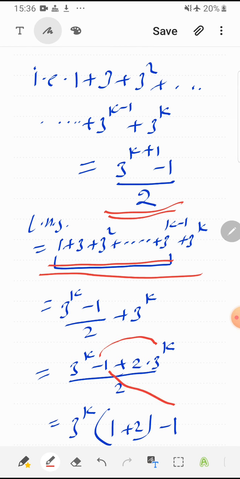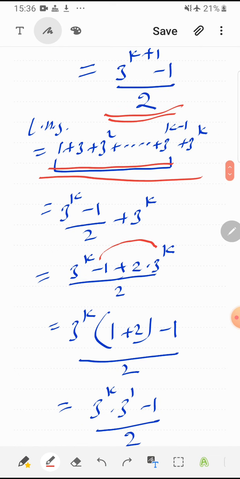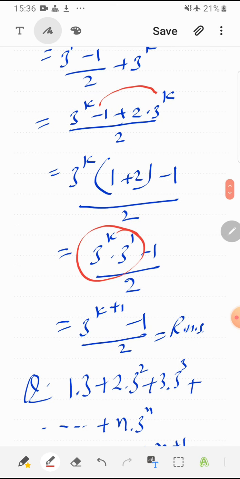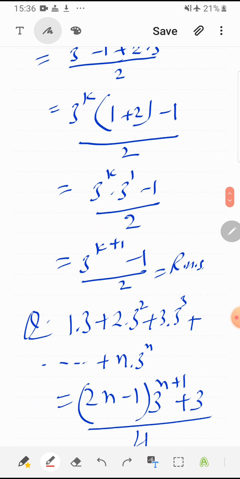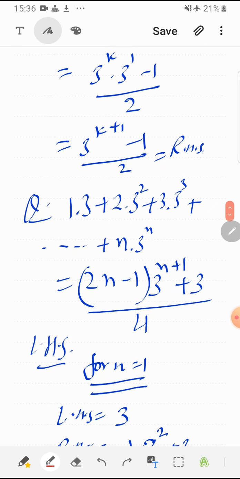Minus 1 will be written as it is, like here. So I am taking 3 raised to the power k common. So inside the bracket it is 1 plus 2, which is 3. Now the law of exponent will be applied. So 3 raised to the power k plus 1, and the result is proved. In the last, it should also be mentioned that the result is true for all natural numbers.